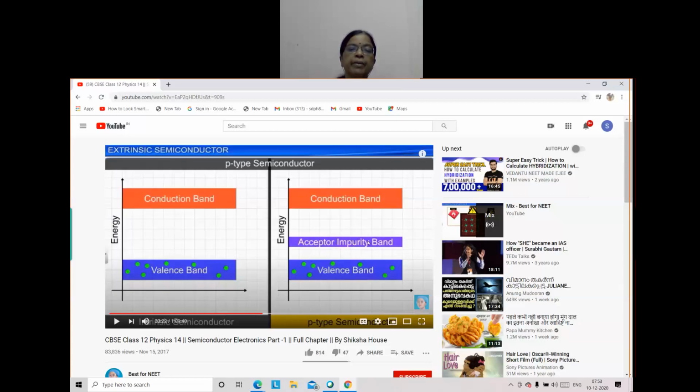Why is it called an acceptor impurity? It is accepting. When aluminium is added, a hole is created, a deficiency of electrons. So it is accepting electrons. That's why it is called an acceptor impurity. Okay.